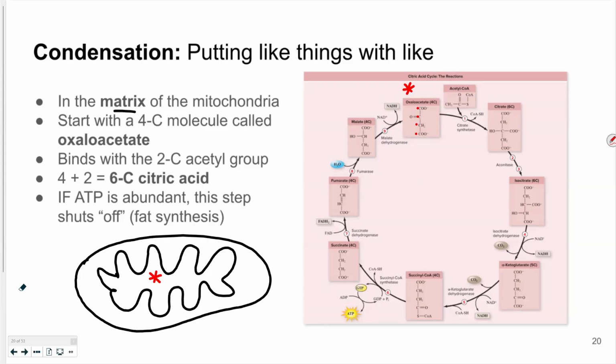Oxaloacetate is 4 carbons. Our acetyl-CoA, so here's our 2 carbons that were left over from our original glucose molecule, is coming in, riding on that CoA. It's going to bind with our 4 carbons, and our 4 carbons plus our 2 carbons is going to give us our 6-carbon citric acid.